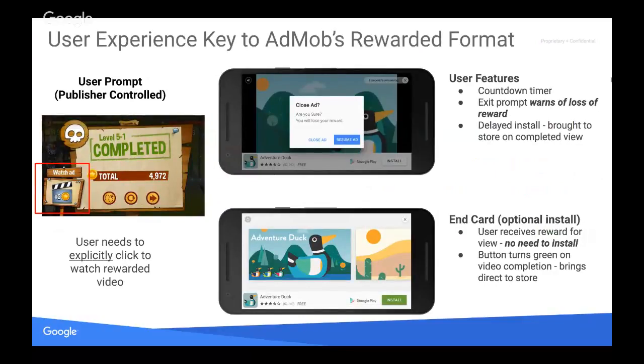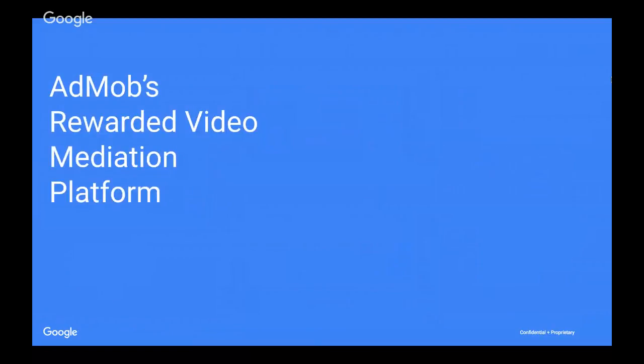Here it's summarized a little bit more. As I said, the key features are that there's a countdown timer and the user is allowed to leave the ad whenever he wants. So some of you may know that we offered rewarded video in mediation before. So the mediation is now with our demand possible as well.